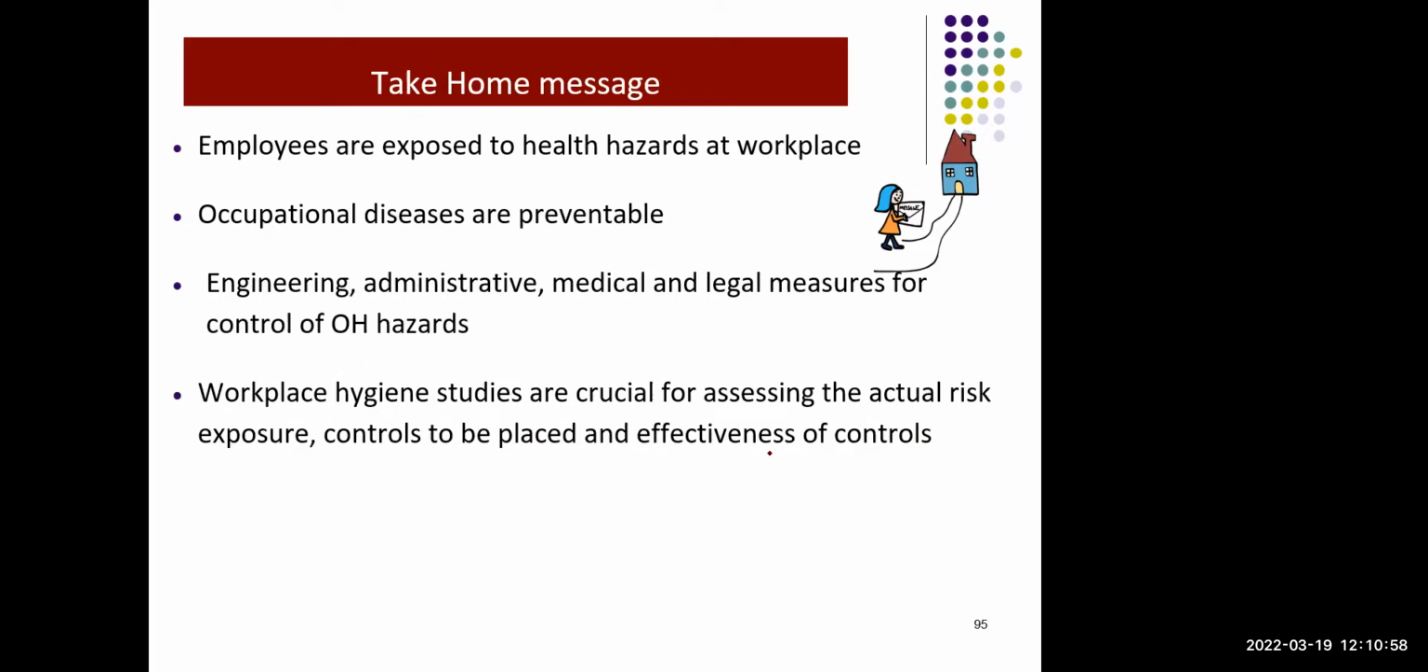For example, you find the chemical concentration in the air, the exposure, is say 100 ppm. Now you put the controls in and you re-measure it. It comes down to 25 ppm. So you know your controls are 75% effective. It immediately gives you the effectiveness of controls. Just putting the controls in is not enough. You have to measure the effectiveness of controls.